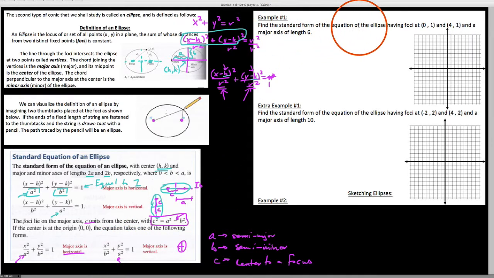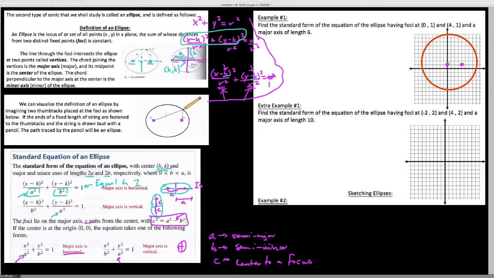We want to find the standard form of the equation of an ellipse having this for a focus, and a major axis of length 6. This being our very first time, I say that we always draw a picture of what we know. So just drawing this out, I know that at (0, 1) we have a point on our ellipse and it's a focus. And (4, 1) is also on this ellipse right here as a focus.